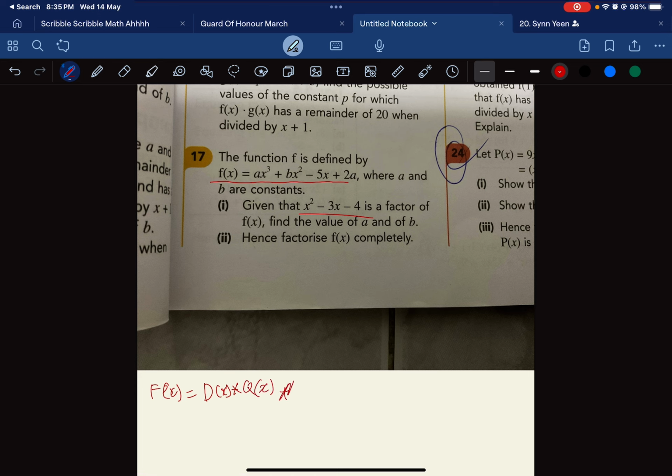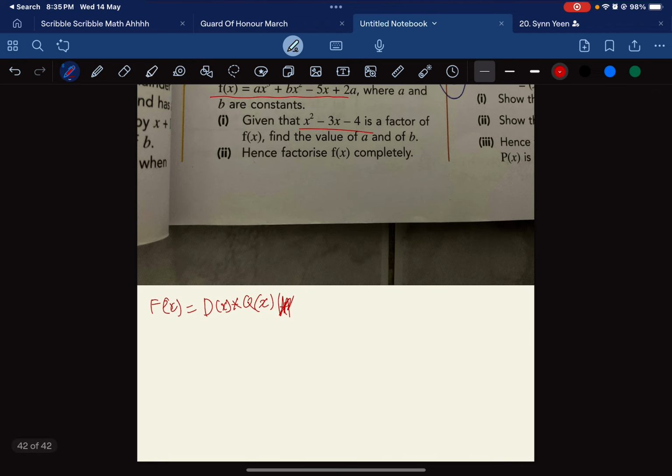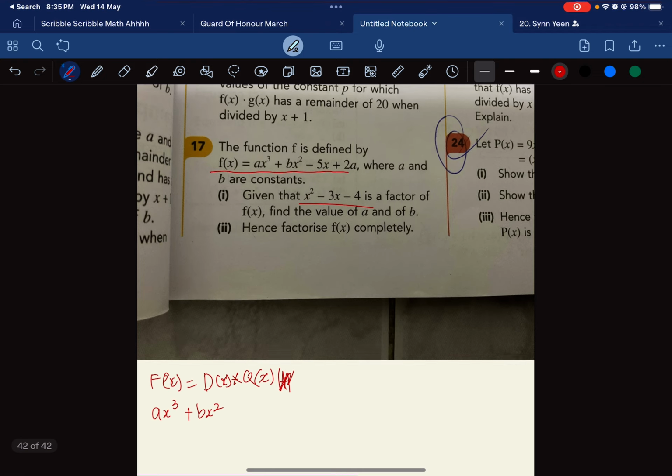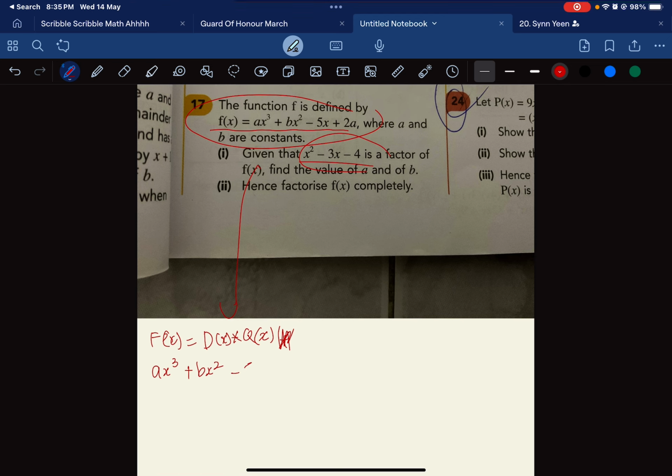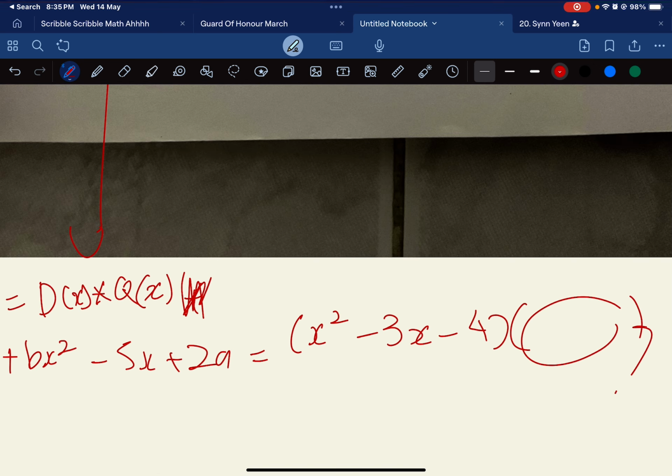So this one is actually comparison of coefficients. f(x) is ax cubed plus bx squared minus 5ax plus 2a. Let's write it in this form. Since they say this is a factor, there is no remainder, so it equals x squared minus 3x minus 4, then times something. How do we know the general form? What do I put here? It's actually ax plus b.